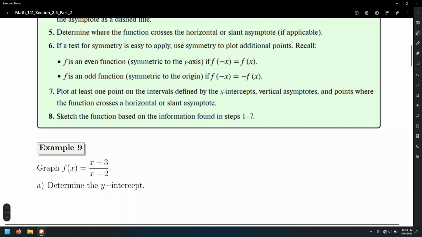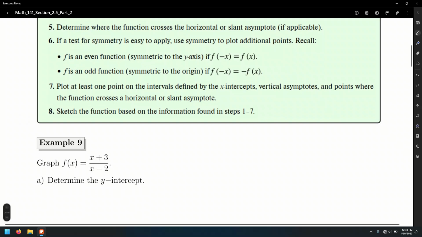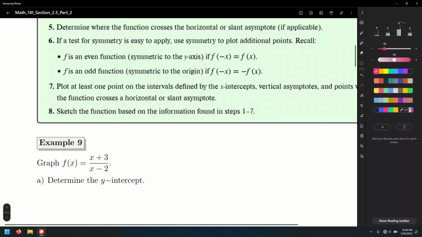It could be symmetric about the y-axis or the origin. Those are the symmetries that we are looking at. And to get the symmetry, we use the following guidelines here.